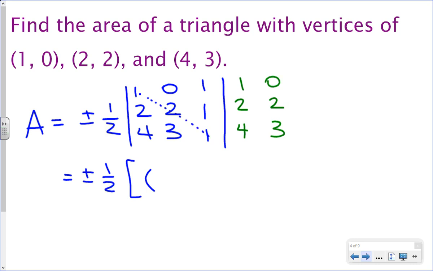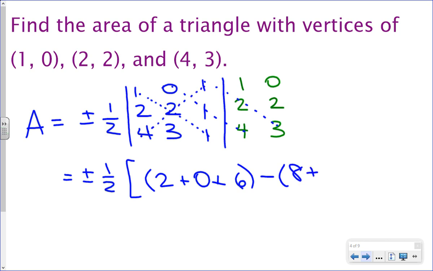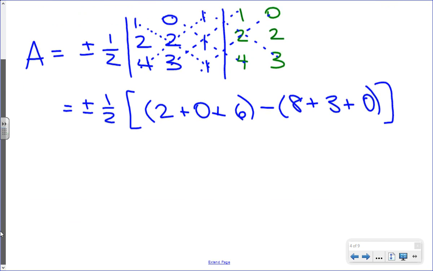Help me out. Our first diagonal is 2 plus 0 plus 6. And we're going to subtract the up diagonals, 8 plus 3 plus 0. Okay, so help me out. We have 6 plus 2 minus the quantity 8 plus 3. What is that? Negative 3.